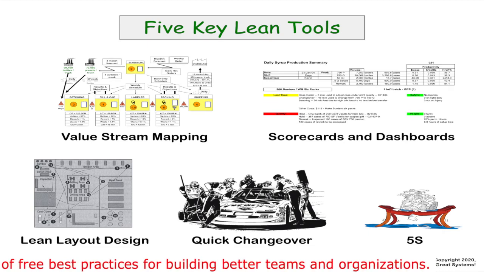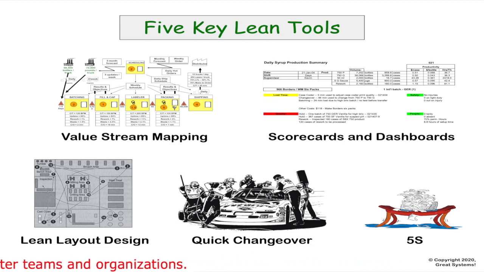5 key lean tools: value stream mapping, scorecards and dashboards, lean layout design, quick changeover, and 5S. These are the 5 key lean tools that we will learn more about using in this workshop. After completing this workshop, you will be expected to begin using them immediately. If you have questions about how these tools can be used or why their use is needed, please do not hesitate to bring those questions up.